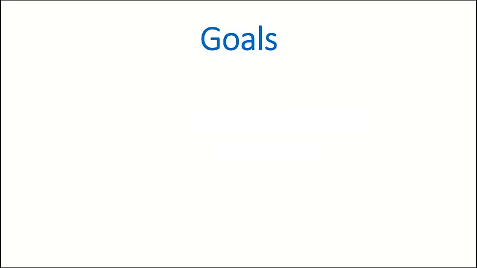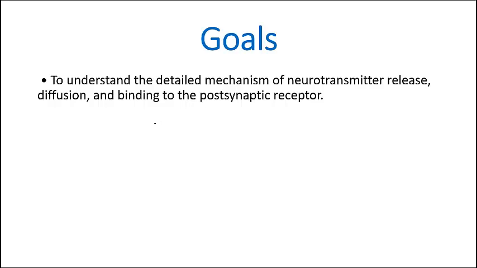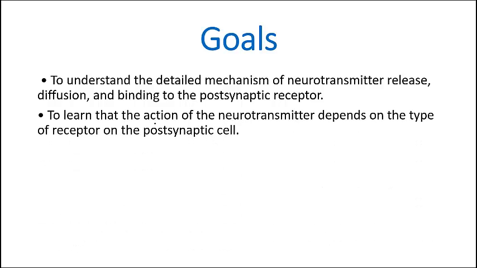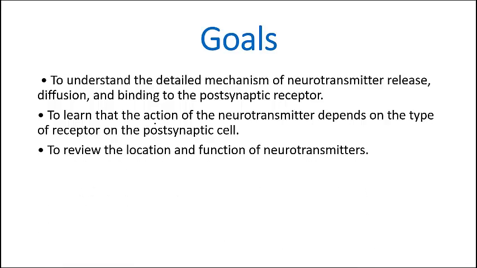So the goal of our learning of this topic is to understand the detailed mechanism of neurotransmitter release, diffusion and binding to the postsynaptic receptors, to learn that the action of neurotransmitters depends on the type of receptor on the postsynaptic cell, and to review the location and the function of these neurotransmitters.